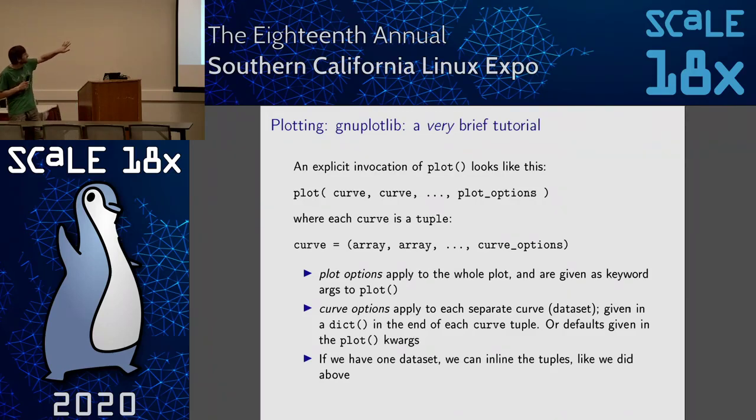Now let me talk a little bit about how you interpret different data sets, and then that's it. The code and the documentation use the terms data set and curve interchangeably, so I'm going to do that too here. The full explicit invocation is like this. You say plot, and then curve, curve, curve, and then you have keyword arguments that describe what you want to do with the plot. Each curve is a tuple with data and a dict describing things about the curve. You can put curve options in the plot options as well, and those will act as the defaults for any curves that don't specify their own.